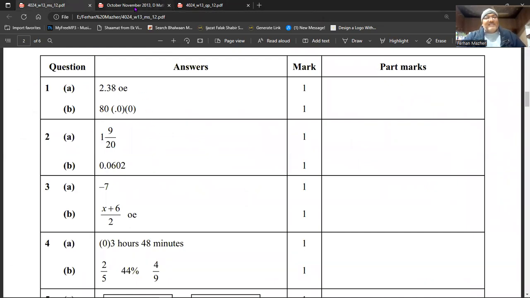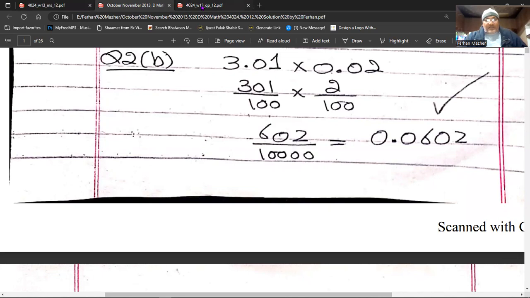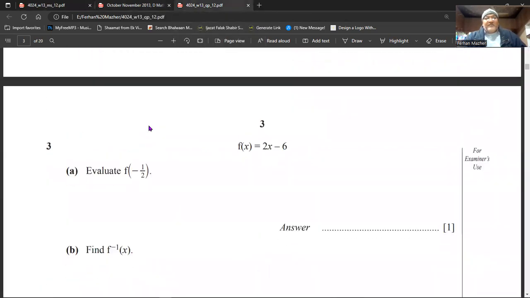0.0602 is the right answer, sir. You can see, this is the solution.